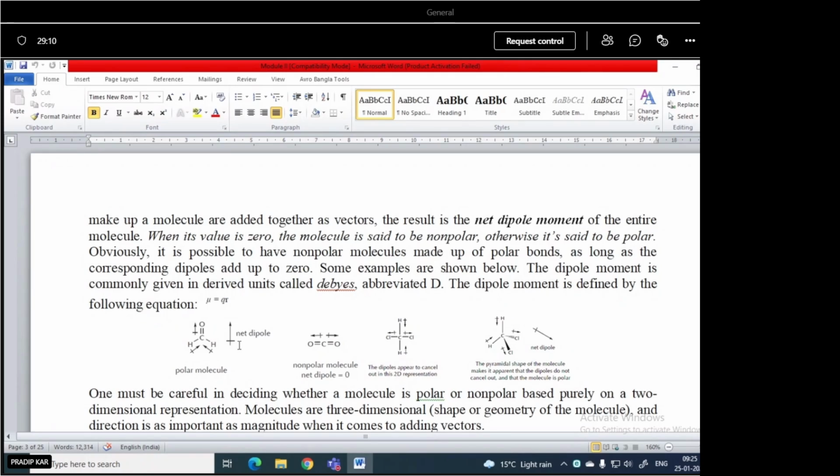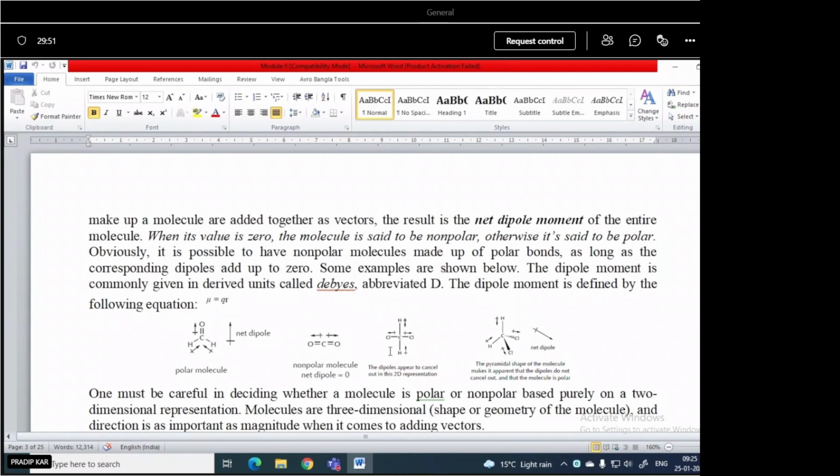In case of CO2, here you can see the individual C=O bonds are having bond polarity, but the net dipole moment for the molecule is 0. This is because CO2 is a linear compound, and as one C=O is having the vector just opposite to the other C=O with the same value, one is cancelling the other, giving net dipole 0.